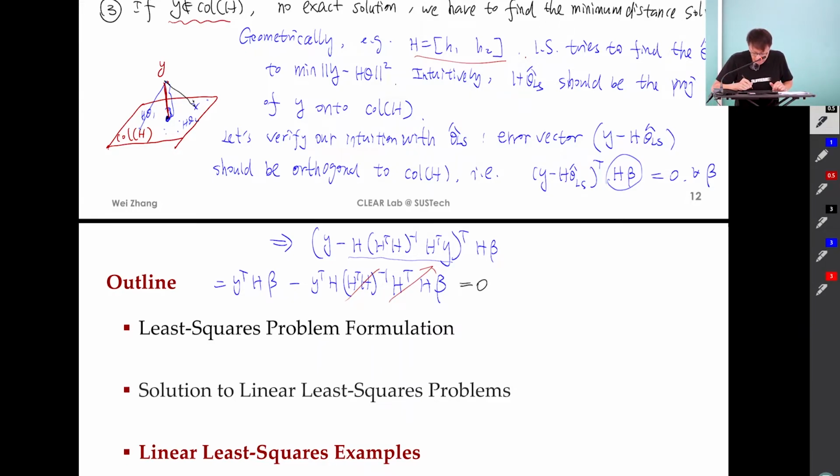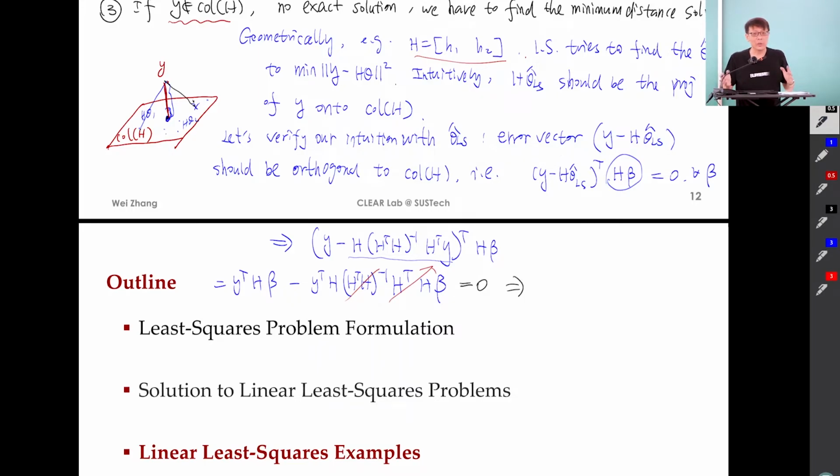Our intuition is correct. So y is the projection, sorry, H, this guy, which one? H times theta hat is the projection of y onto the plane. Theta is not, okay? H times theta is the projection of y onto the plane of H.